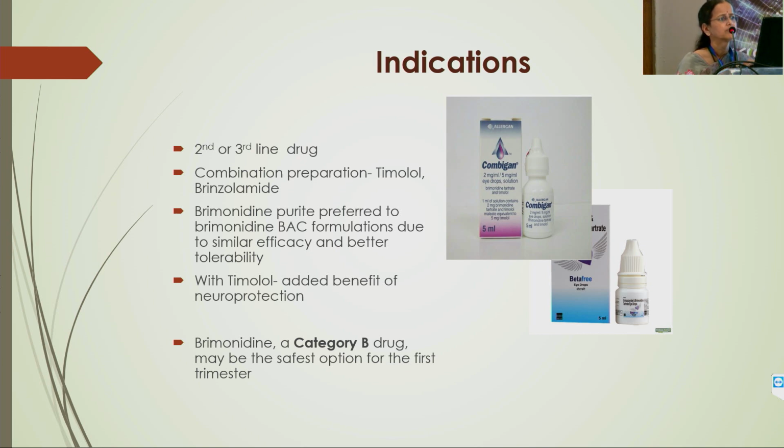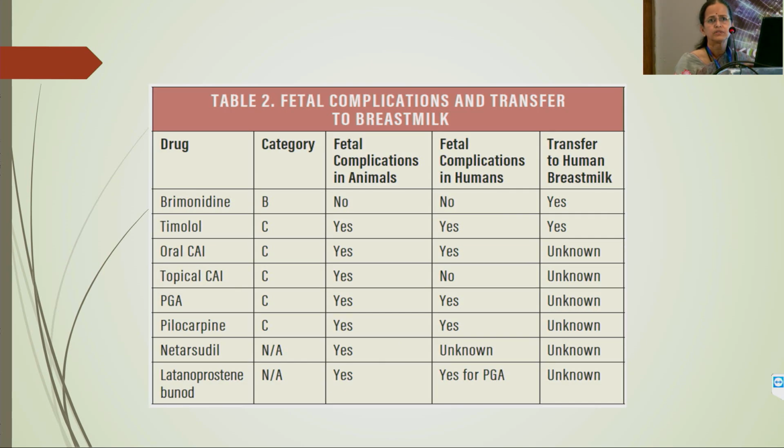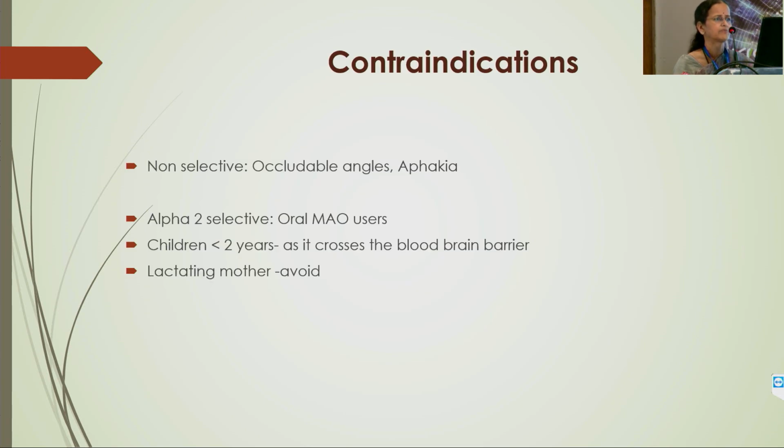Combination preparations work very well, and the preservative in the preparation matters a lot because brimonidine is known to cause allergic reaction. So the Purite form of brimonidine is preferred over those with benzalkonium chloride as a preservative. And with a beta blocker, it has the added benefit of neuroprotection. Brimonidine is the only antiglaucoma drug which comes under category B during pregnancy. So during the first trimester, if a person has to be on medication, brimonidine is preferred.